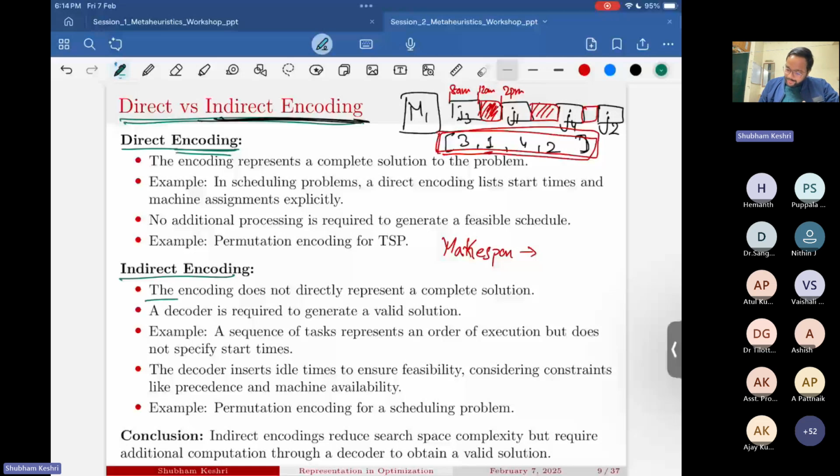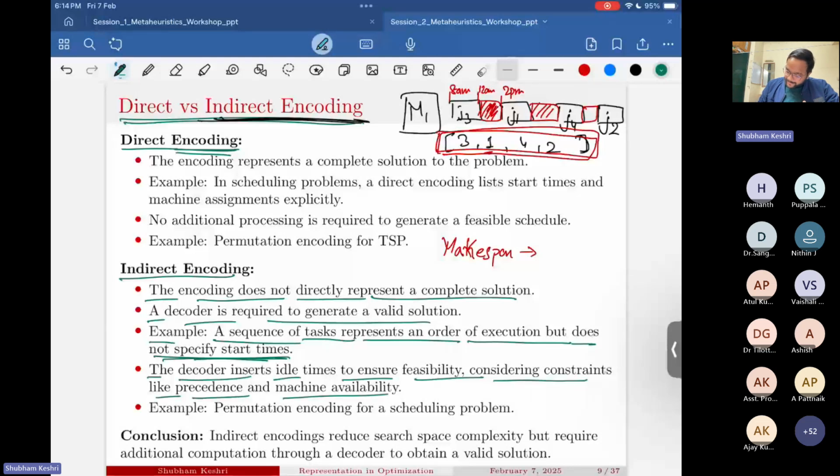The encoding does not directly represent a complete solution. This is not a complete solution. This is a simplified representation of the solution. A decoder is required to generate a valid solution. For example, a sequence of tasks represents the order of execution but doesn't specify the start time. The decoder inserts idle time and ensures feasibility, considering constraints like precedence and machine eligibility.